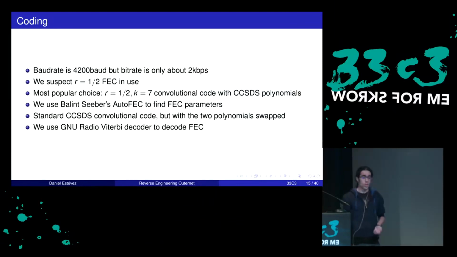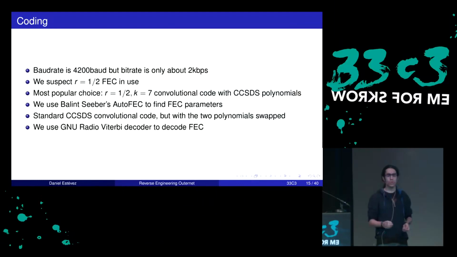That's a technical detail. There are two polynomials which are used to obtain the code. Those are usually called poly A and poly B. First you go with poly A, then you go with poly B. Outernet does the opposite thing. You first use poly B and then you use poly A. So you have to know that, otherwise you are not going to get anything from the stream.